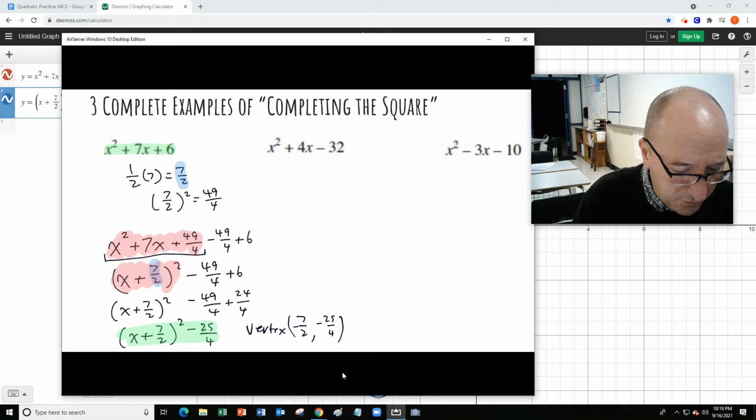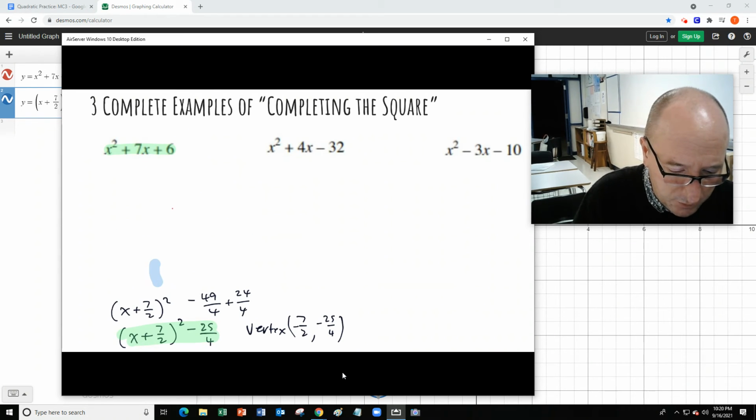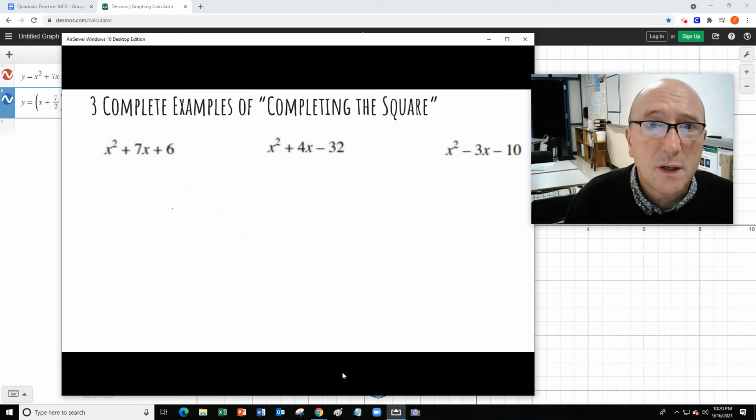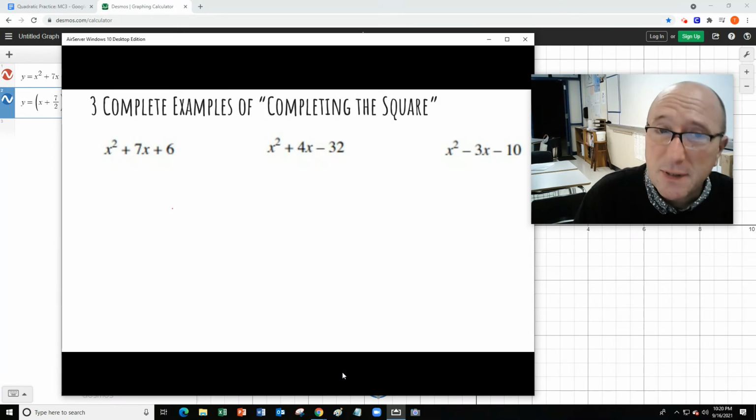So I'm going to remove this stuff from this slide and do the next parabola. Now we're going to complete the square on the second parabola, x squared plus 4x minus 32. Same exact technique we did on the previous slide.